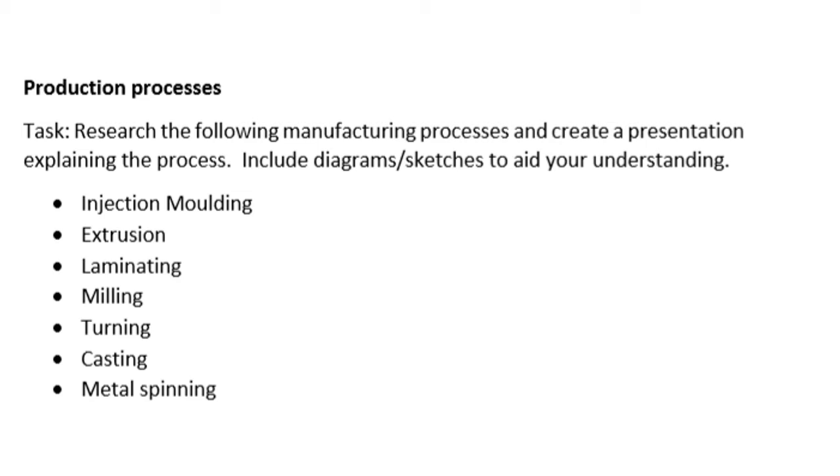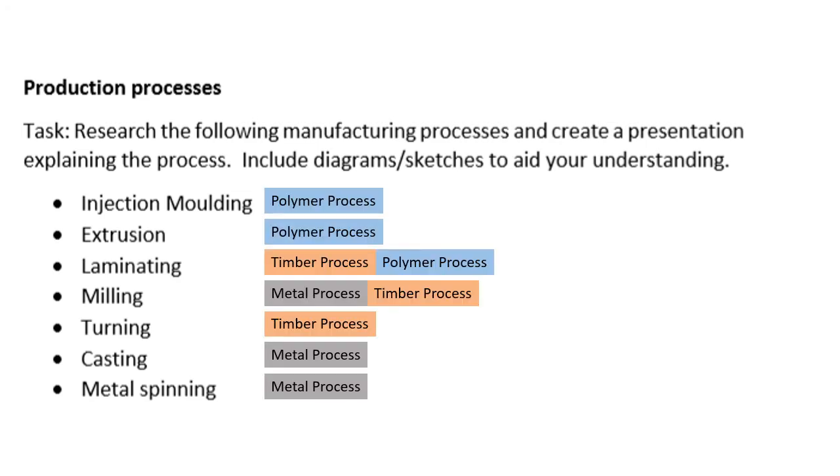Some of them are to do with plastics, metals, and wood materials. So let's look at that first and break that down. So here you go. I've labelled them to show you which are the polymer processes, timber processes, and metal processes, because some of them do overlap.